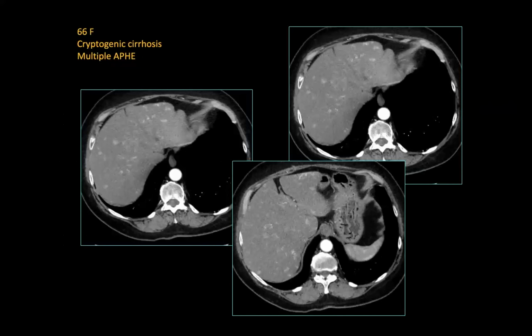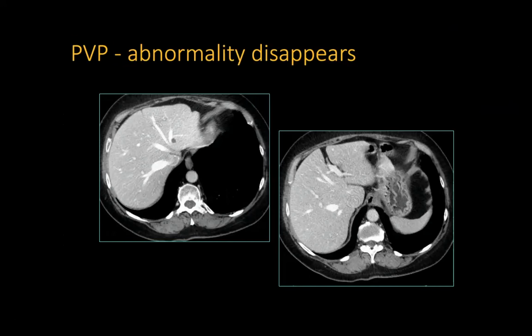So let's look at an example. This is a 66-year-old lady with cryptogenic cirrhosis who has multiple foci of APHE. When you look at her pictures, you can see that everywhere there are these bright foci of hyperenhancement. And so, of course, the person reading this would guess that these are probably multiple shunts, but in truth, they don't know that for sure. However, when they get to the portal venous phase, all of these completely disappear and there's no associated washout. So they're presumed to be shunts.